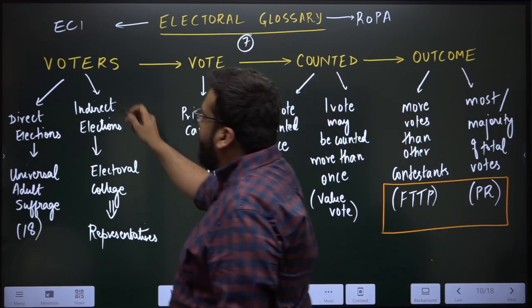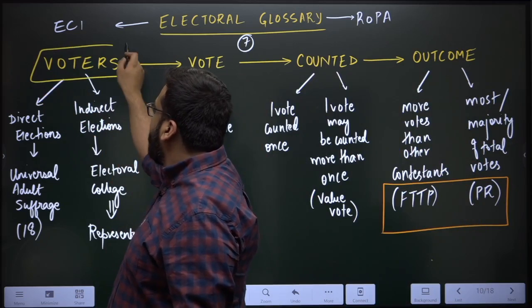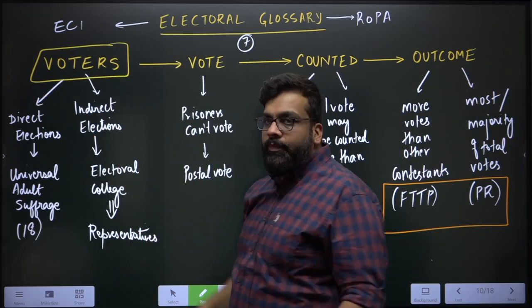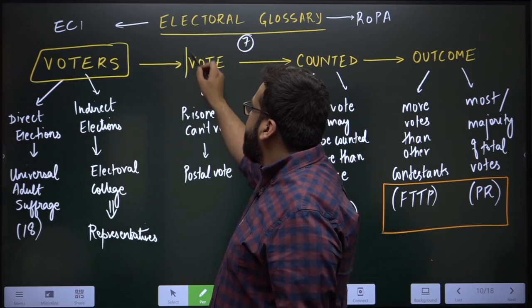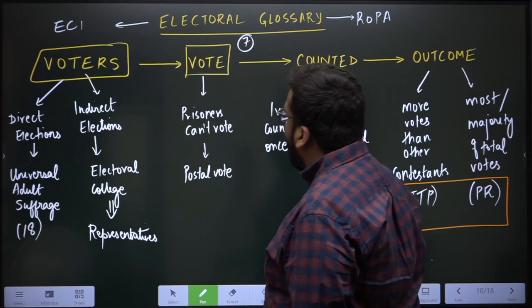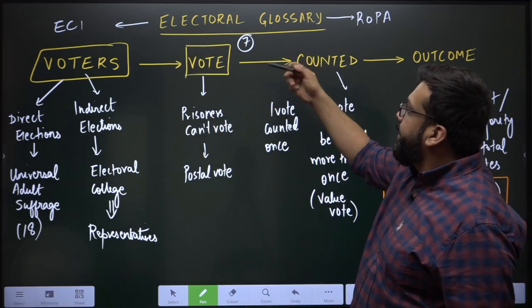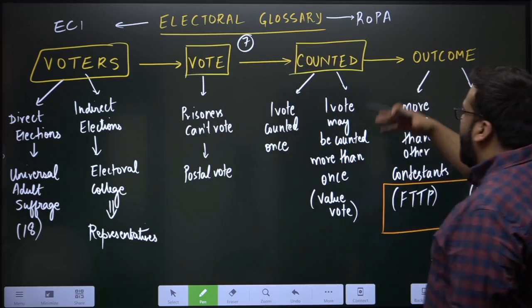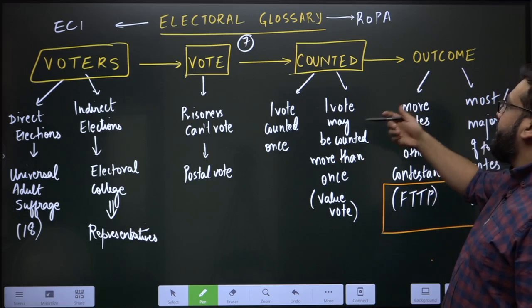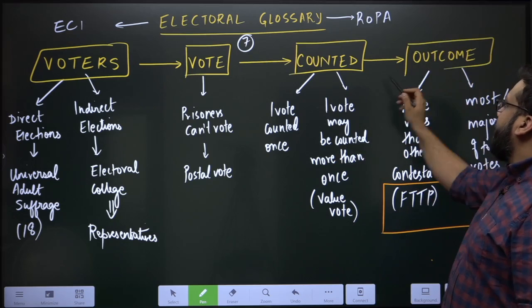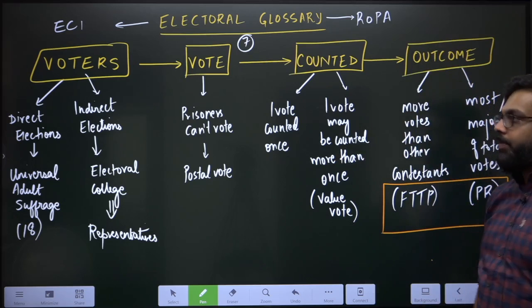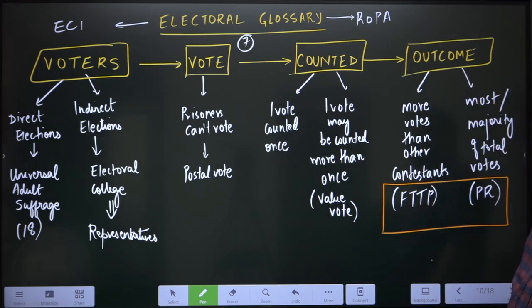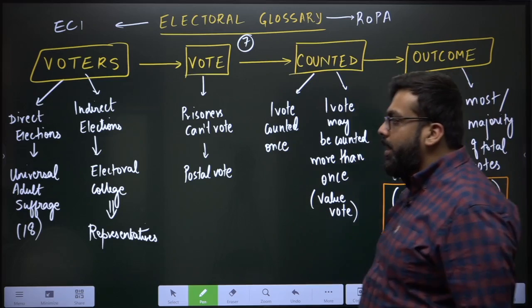First, you've got a bunch of people who vote. These are called voters. And what they do is that they cast a vote. Then the votes that they've cast have to be counted. And once the votes have been counted in a certain manner, there is an outcome to that entire process, right? Now, on these 4 parameters, you will see certain terms that come out of it.